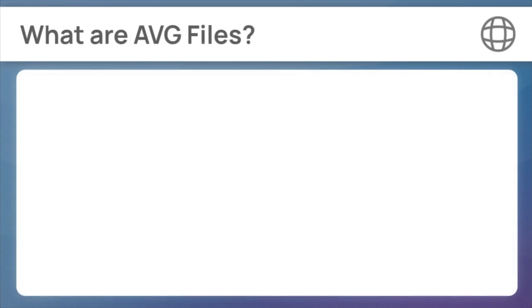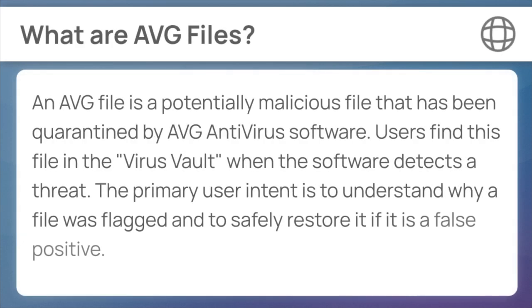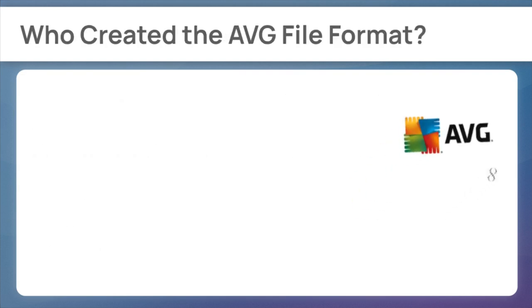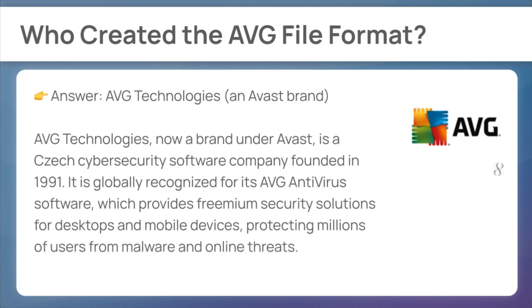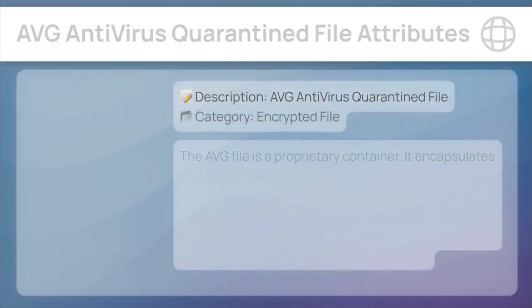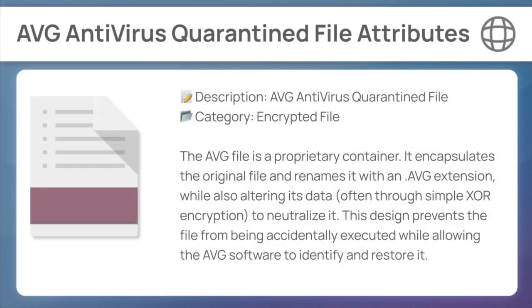An AVG file is a potentially malicious file that has been quarantined by AVG AntiVirus software. Users find this file in the virus vault when the software detects a threat. The primary user intent is to understand why a file was flagged, and to safely restore it if it is a false positive. The AVG file is a proprietary container.